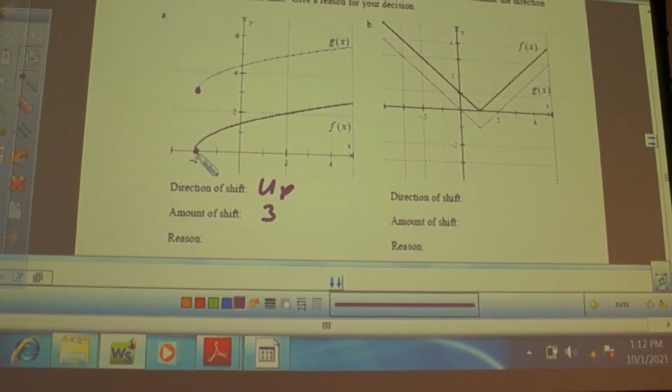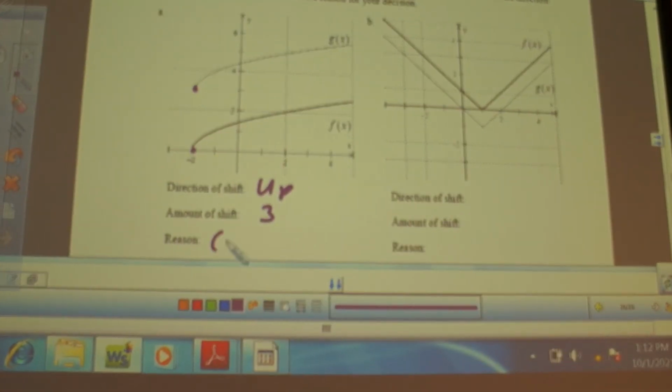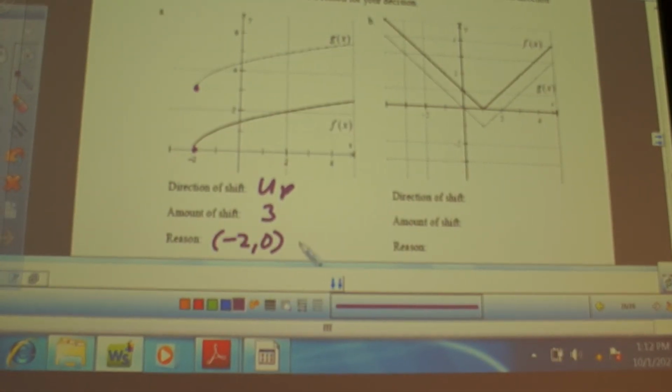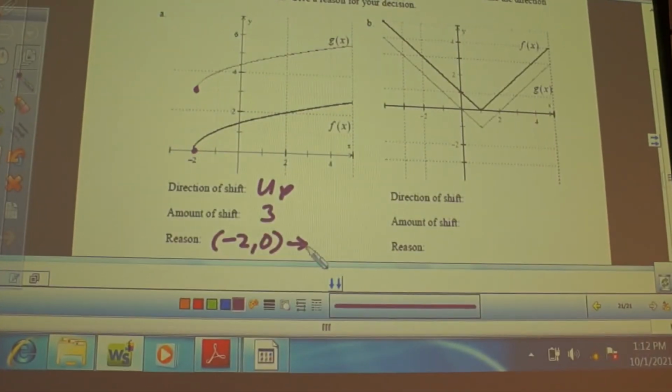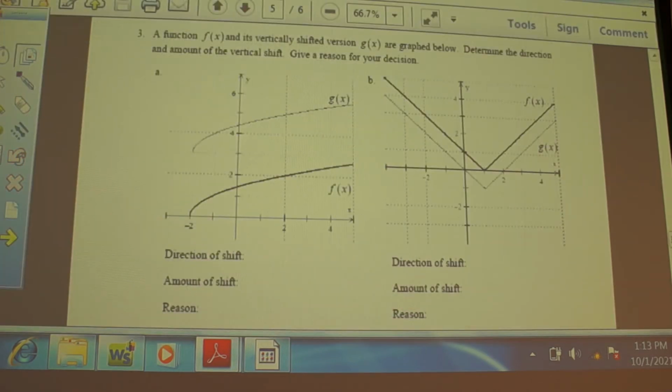0, -2. Okay, so remember I go left, right first. -2, 0. Yep. So first you go to the elevator, then you go up or down. So -2, 0, great. Becomes, so little arrow becomes what? Shania, what does it become? -2, 0 becomes what? Where does it go? -2, 3. That's your reason, done. Everybody good?